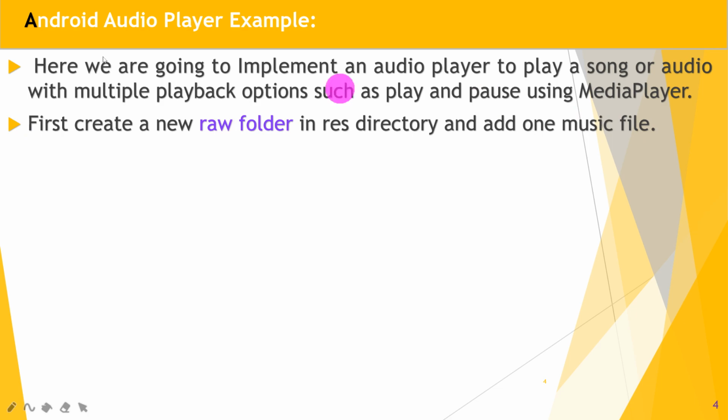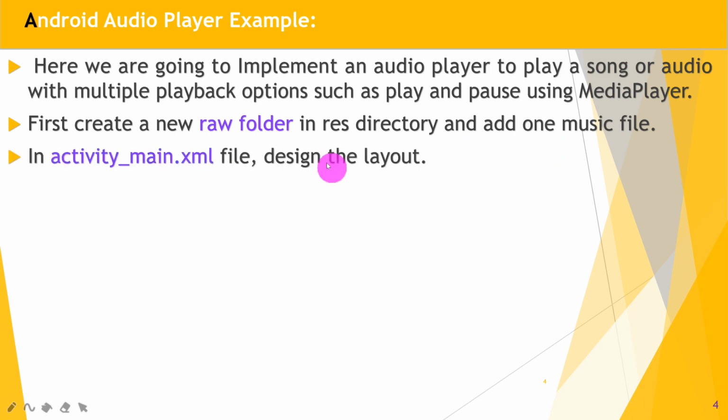Great. So what are the steps? So first create a new folder, that is the raw folder, in the resource directory and add one music file in that raw folder. Next, in the activity_main.xml file, design your layout for the media player. So create image buttons for play and pause. Also you have a seek bar which moves as the song is playing. The seek bar moves forward. Also the start time and end time of that song. Also the name of the song. So we can design our XML file as per our requirement.